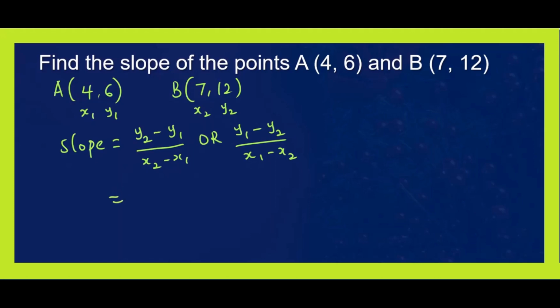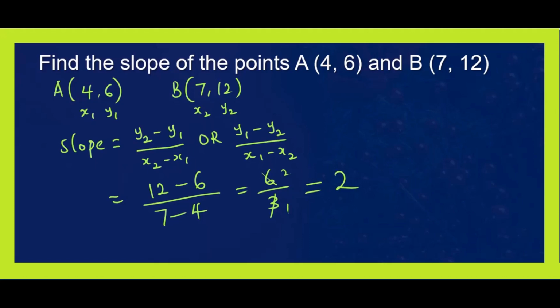So our slope equals, according to our points, y2 is 12, so we write 12 minus y1, which is 6, divided by x2, which is 7, minus x1, which is 4. So 12 minus 6 will give us 6, divided by 7 minus 4 will give us 3. So 3 can go in 3, 1. 3 in 6, 2. So we have 2 over 1. Our final answer for the slope is 2. We're done with example 1.